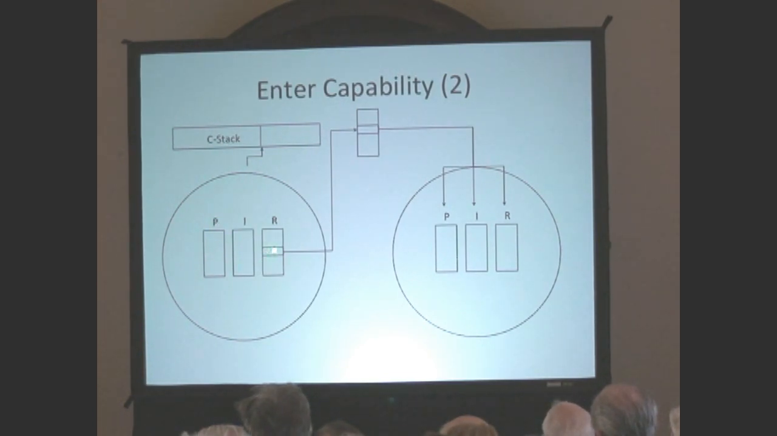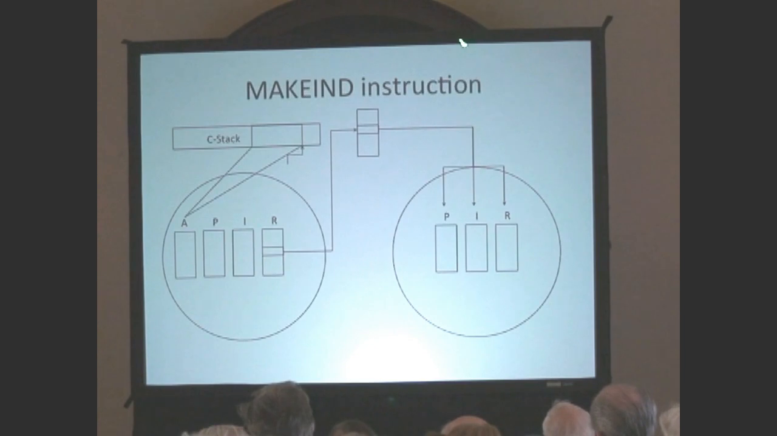I'm in this domain. I want to invoke that domain to get something done. I'm a user. This is the file system. First thing I do is call that make instruction. That magically creates a new empty capability table for me. It's called the A table. Each of these corresponds to a number: P was 4, I was 5, R was 6, A was 2, I think.